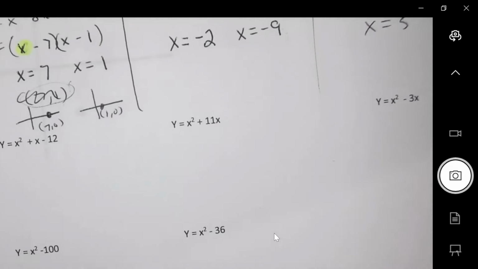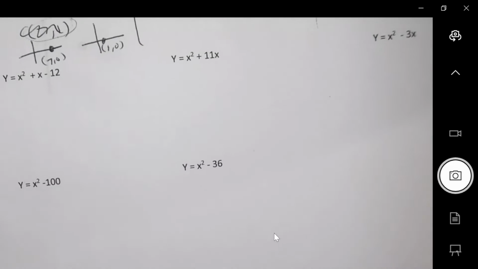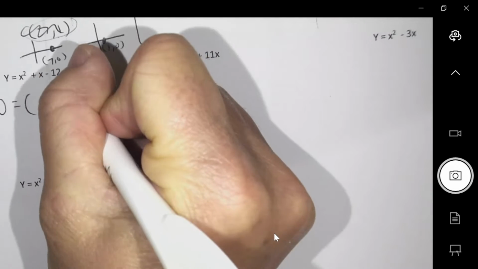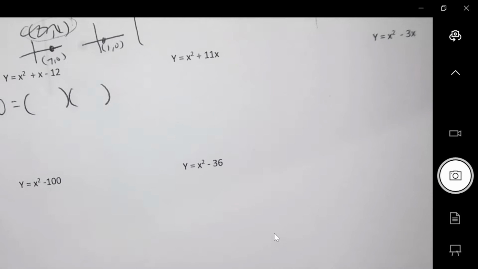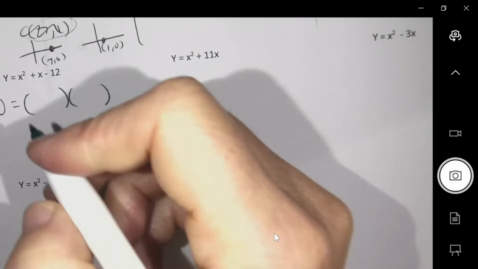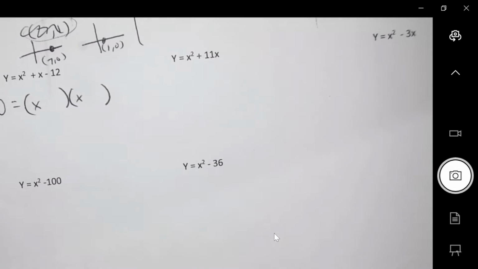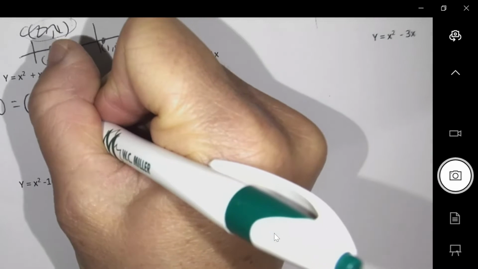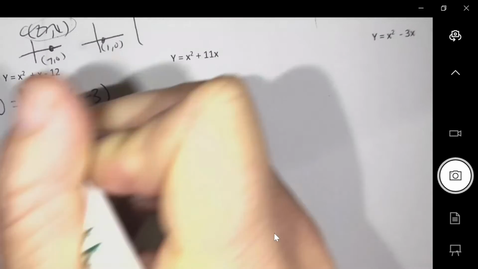Okay, one more simple trinomial. So what is multiplying to -12, and then you're going to make a +1x in the middle? So +1 is what you're trying to make as a number. 4 and 3. +4, -3.